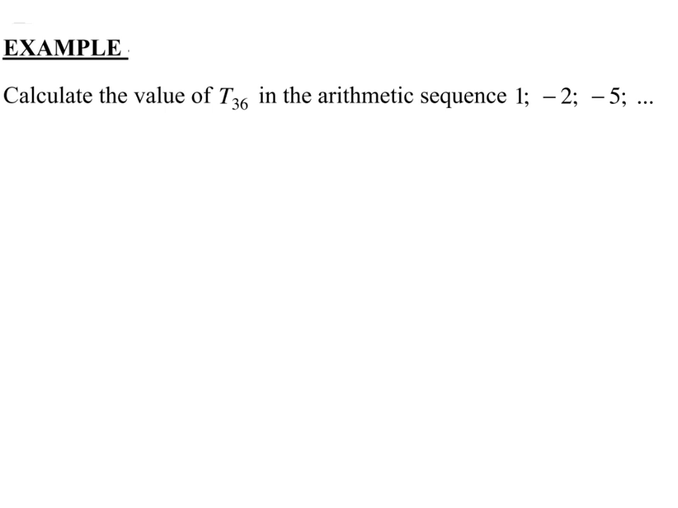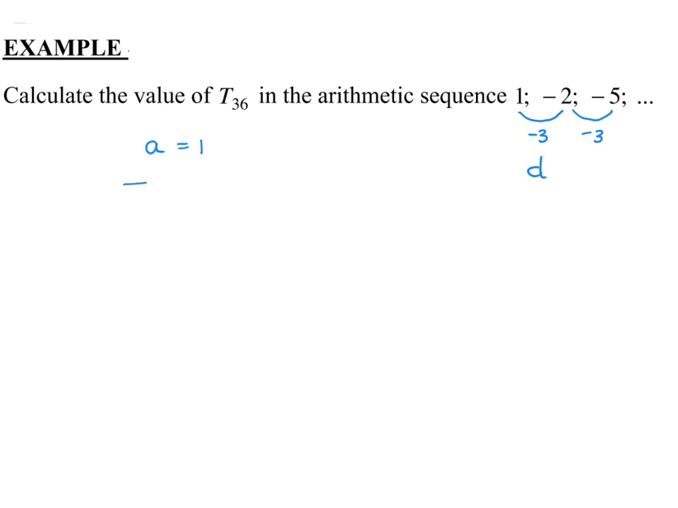In this example, we're going to calculate the value of term 36 in the arithmetic sequence where the first term is 1, the second term is minus 2, and the third term is minus 5. So we know that A is equal to 1. The difference between the terms is minus 3. It decreases by 3, or T2 minus T1 is minus 3, and that's the constant difference D.